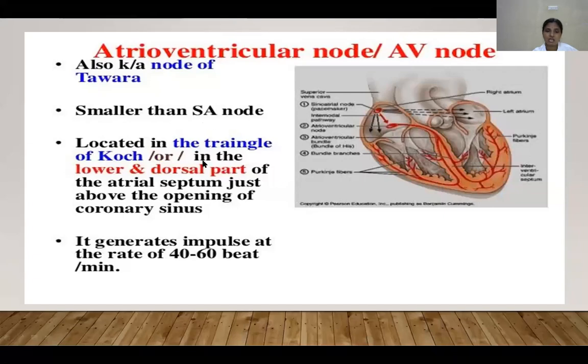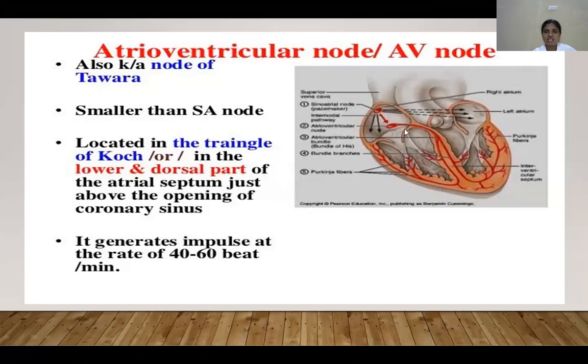So where is the location? What is the location of this AV node? The location is the triangle of Koch. So where is it present? Triangle of Koch. It is in the right atrium, in the lower part of the interatrial septum. Triangle means the three boundaries which surround this structure, so in this area we can find this AV node.